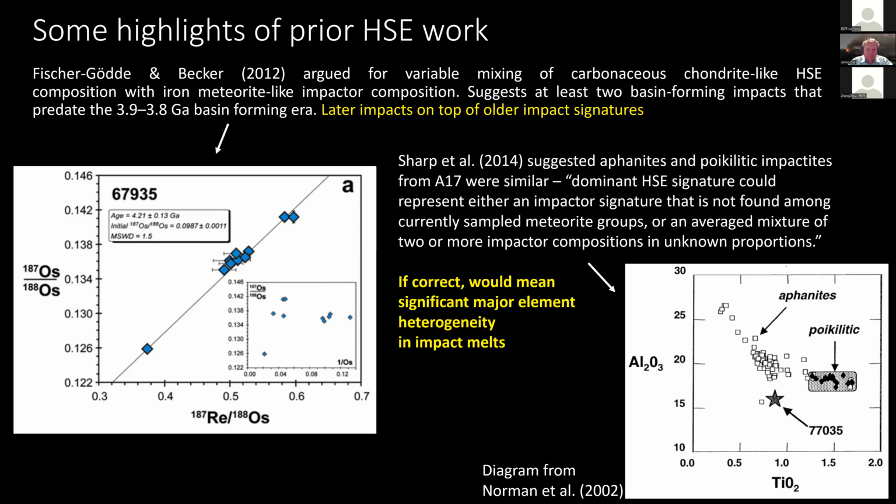The key point about this is that all of these HSE studies looking at the impactors have not really looked at the lithology of the country rocks that they were striking. Only the Norman et al. paper in 2002 really did this, by measuring major and trace elements in their rocks as well as highly siderophile elements. And the point of the Sharp et al. paper and others since then is that there could be significant major element heterogeneity in the impact melts themselves, coming from the country rocks, if you will, the crustal rocks of the Moon that were impacted and changing the signature.